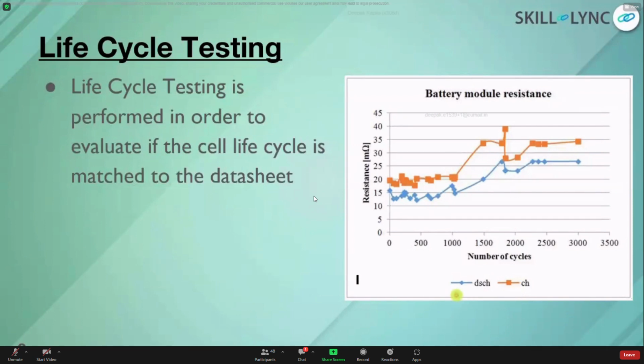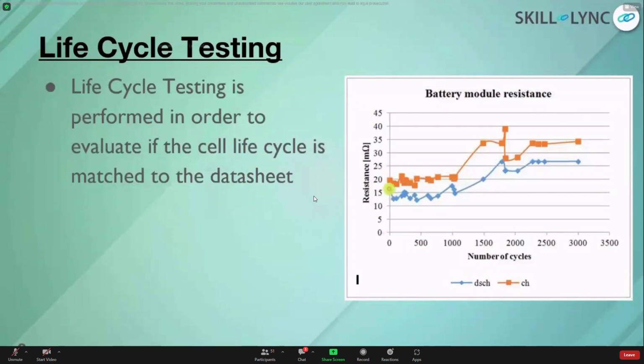So let's take the discharge. As you can see, when you are discharging the cell, with respect to the number of cycles done, the internal resistance of the cell is increasing gradually, going up to 25 milliohms. Initially, it was 15 milliohms. So a 10 milliohm difference is there, which is huge for a cell.